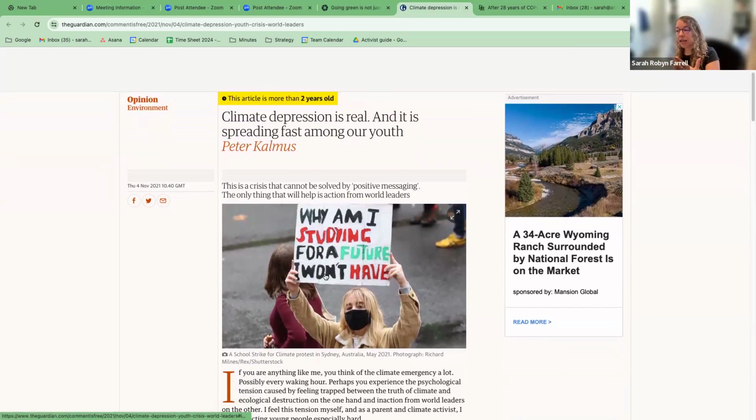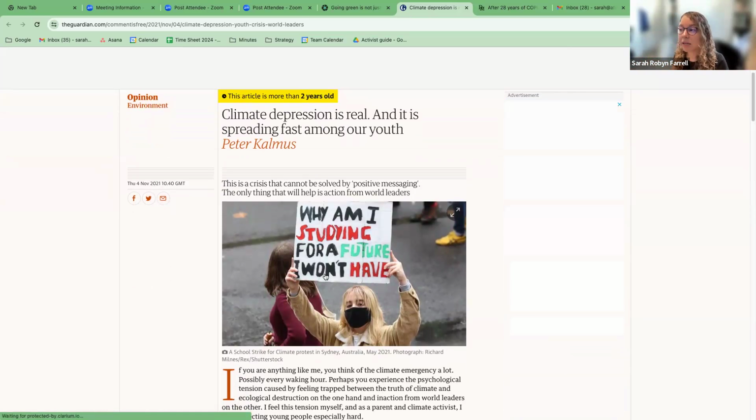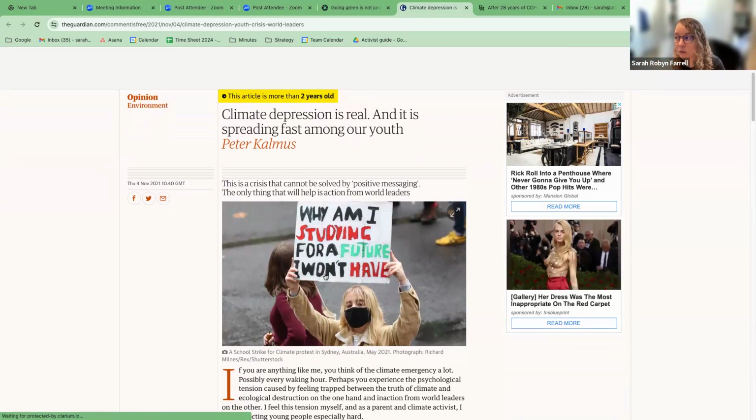And then again in the intro, so this is a very, very short intro. Sometimes intros can be longer, but in a sentence, he's also tried to state his opinion. His opinion is that the crisis can't be solved simply by positive messaging, and that it needs action from world leaders. So in that very short space, he's stating exactly what his article is going to be about, what theme he's connecting it to, and what his call to action or opinion is in terms of what needs to happen.